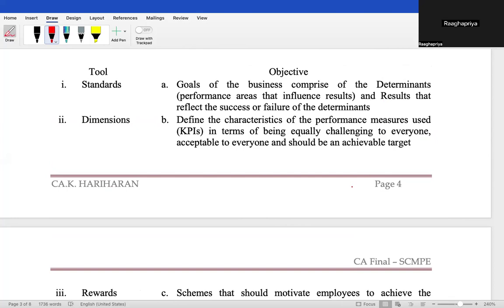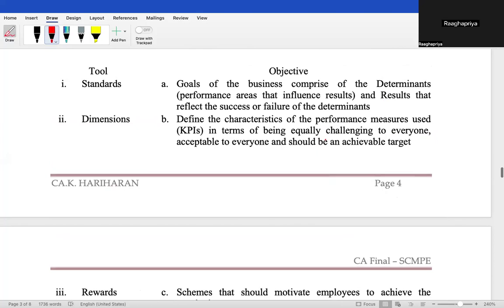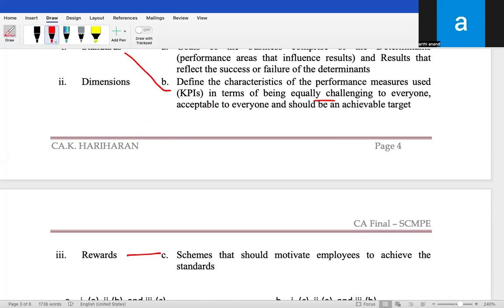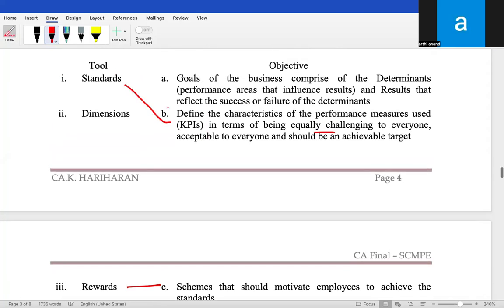Option B. Define the characteristics of performance measures used in terms of being equally challenging to everyone, acceptable to everyone, and should be an achievable target. Option C. Schemes that should motivate employees to achieve the standards. Okay. Motivation is for reward. Am I right? Yes, sir. Equally challengeable, achievable for standard. Am I right? Yes, 1B, 2A, 3C.